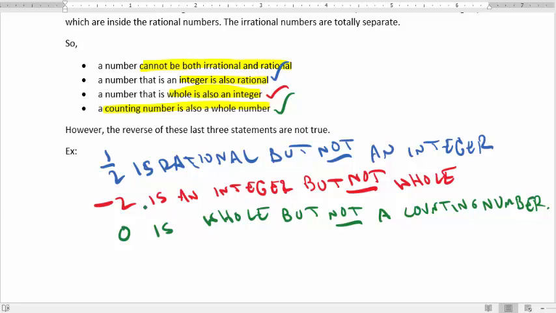For the integers that aren't whole, I could use any negative integer, -1, -2, -3, -4. And for rational that's not an integer, I can use any fraction, right? Whether positive or negative. But for the whole but not counting, the only one I can use is 0.